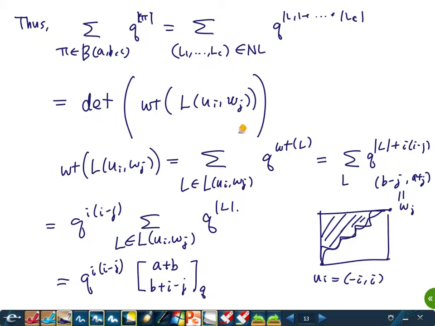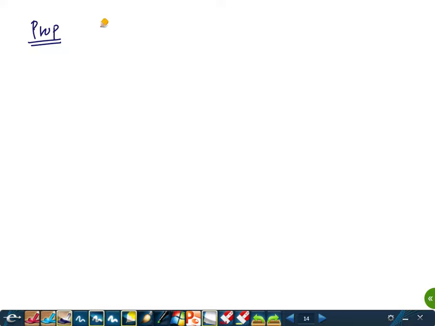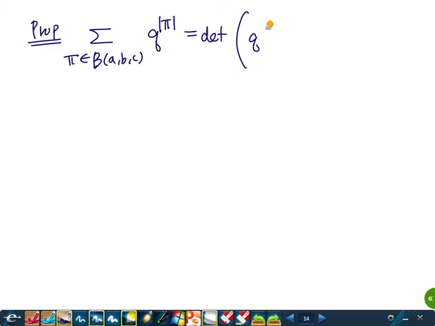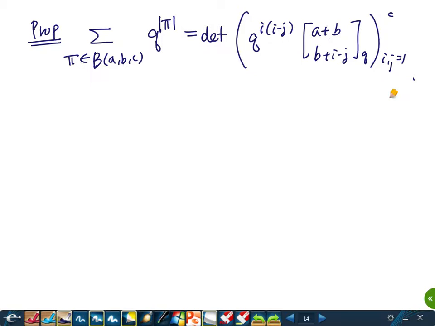So the theorem, finally, yeah, still a proposition, because we want to have the theorem at the end. For all plane partitions inside the ABC box, the generating function for this is equal to the determinant of Q to the i minus j times the Q binomial A plus B choose B plus i minus j, with i, j from 1 to c. This is it. We expressed the generating function for plane partitions as a determinant.